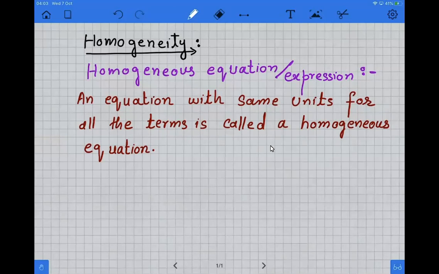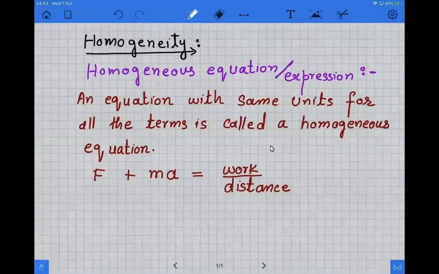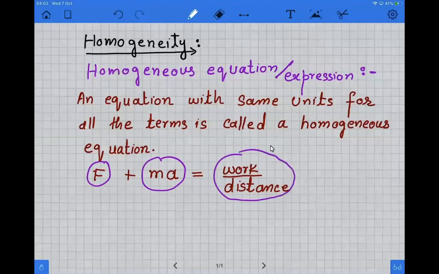For example, if we write an equation F plus ma is equal to work over distance. Now, interestingly, all these terms, F is force, ma is also force, and work over distance is also force. So this equation is homogeneous.